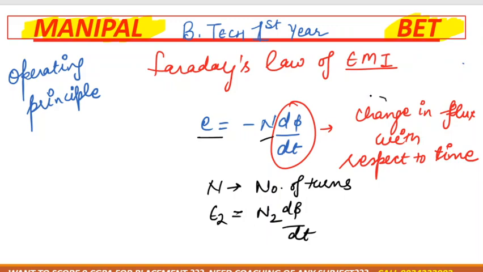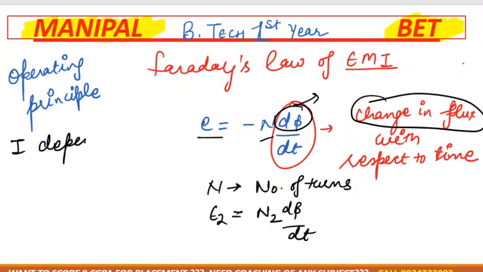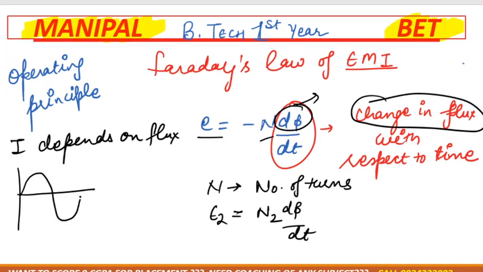Now the question arises, how will there be a change in flux? Can you tell me how there will be a change in flux? Mainly current depends on flux, right? If you are providing alternating current, meaning the AC supply, then the flux produced due to that also changes. Yes or no?